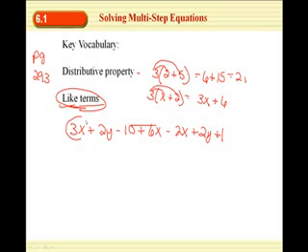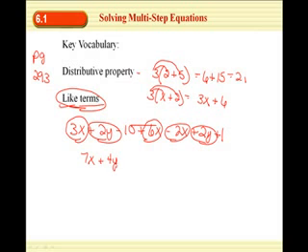So let's look for like terms. 3x and 6x and minus 2x are all like terms because they all have x's on them. So we add the positive ones. 3x and 6x make 9x. Minus 2x would be 7x. And then let's add the y's together. 2y and 2y make 4y. And then we can add our whole numbers. Negative 10 plus 1 is minus 9. So that would simplify all down to that.